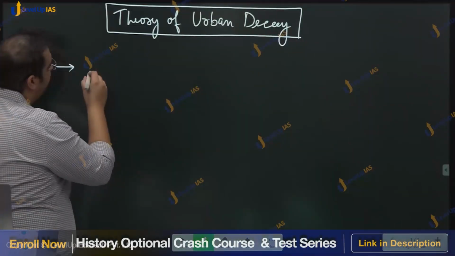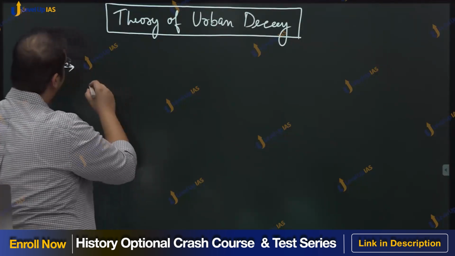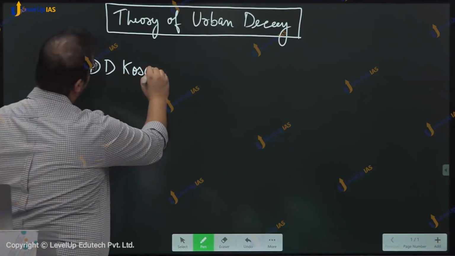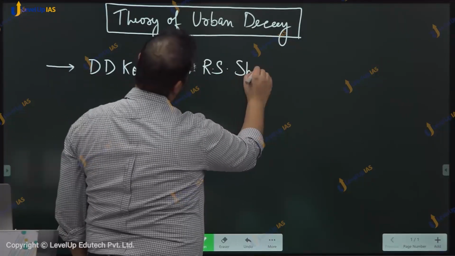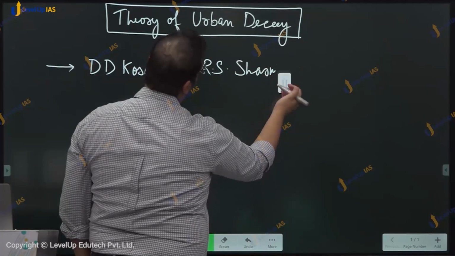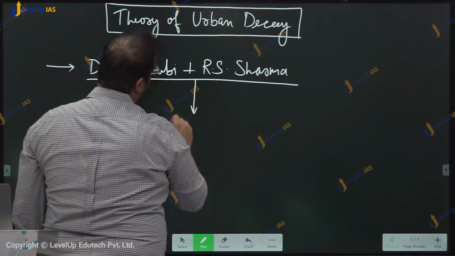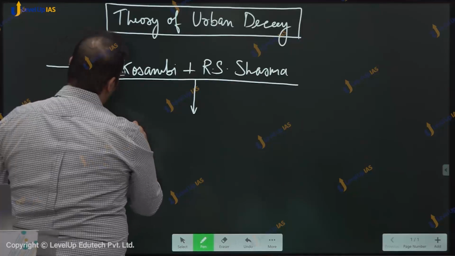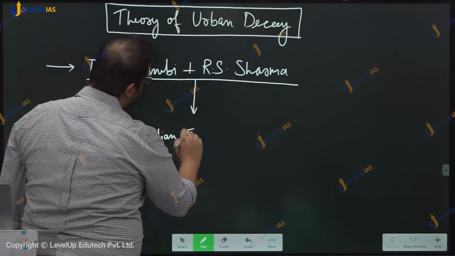The theory of urban decay was proposed by historians such as D.D. Kosambi and R.S. Sharma, who invariably linked it to the broader framework of Indian feudalism.